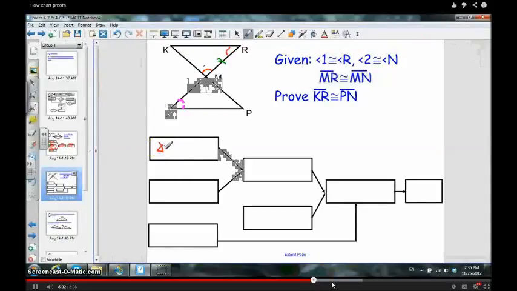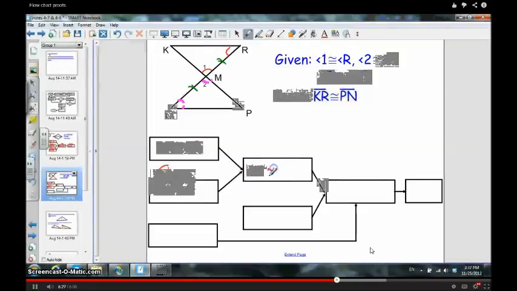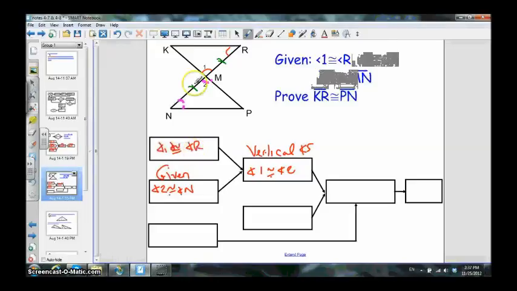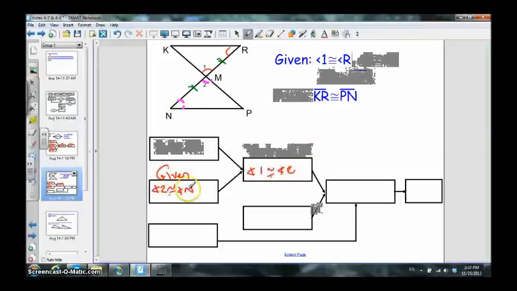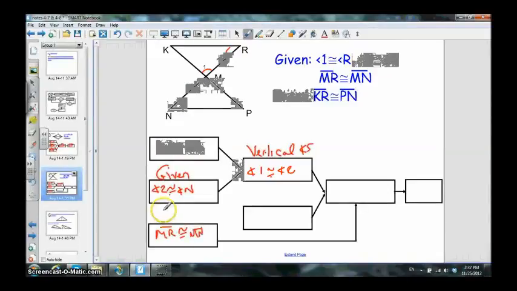I'm going to skip ahead. Angle 1. Oops. I also have that angle 1 is congruent to angle 2 because these are vertical angles. So we found that, right? Alright? So if I do that, that means that angle 1 is also congruent to angle N, which may come in handy. I'm also going to write down the side that I didn't do. And MR is congruent to MN. Also given information.